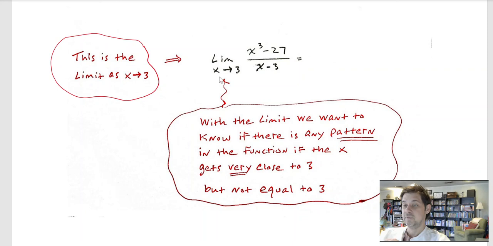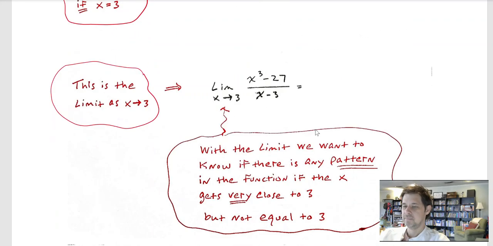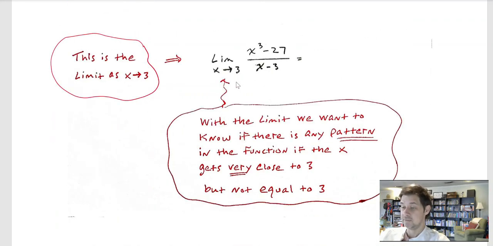Okay, so when we want to know what happens when x approaches 3 for this function, we are asking if there's any kind of pattern in the function if the x gets very close, progressively closer and closer to 3, but not equal to 3. Okay, so it's like, I already know that in this function, if you plug 3 in, nothing happens. You don't get an answer. But what if you're near 3? Is there some appreciable pattern for x getting very close to 3?